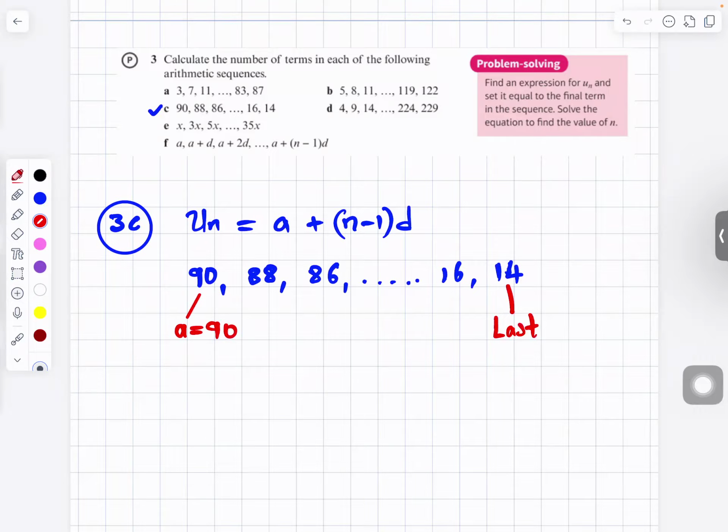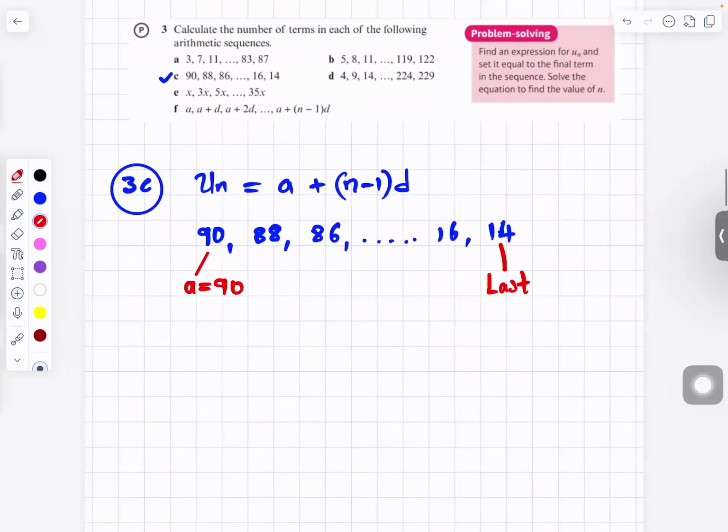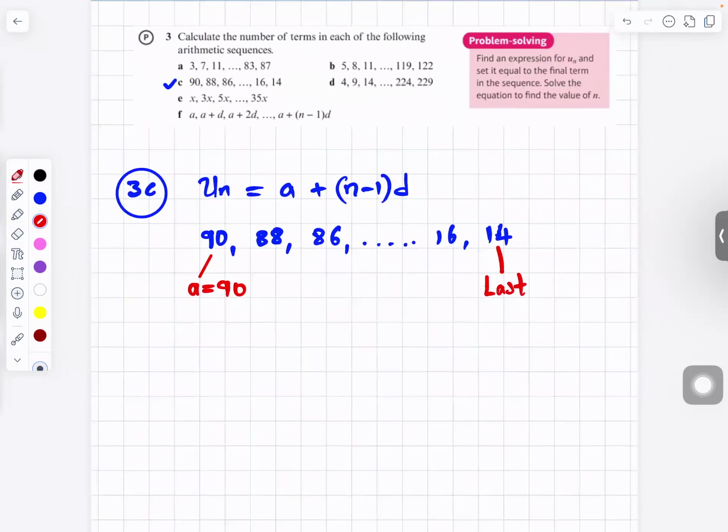Is the last term. So we know the formula for the nth term, and the first one is a. So we will use this form, and we will use this 14 because we know the last term. That 14 there will play a key part. Since we know the last term is 14, we will put the 14 to be the un. And then we know the difference.